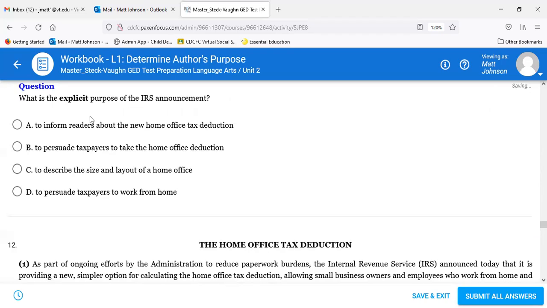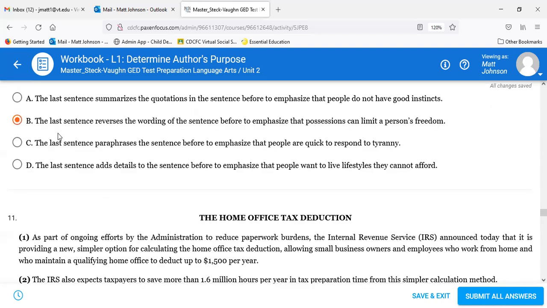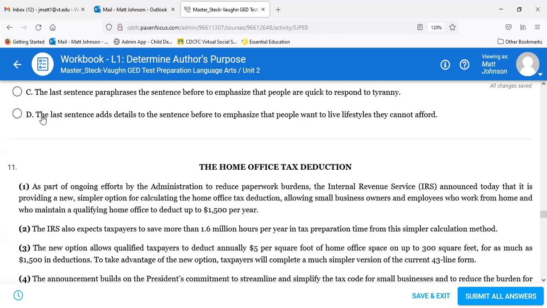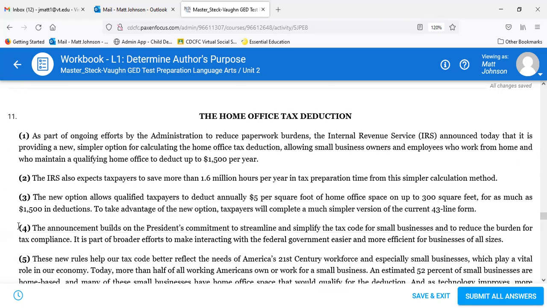Oh, and then we got the Fun Home tax deduction. Who doesn't like reading about taxes? So let's see here. Grace, how about taking maybe 1 through 4? Okay. The Home Office Tax Reduction.